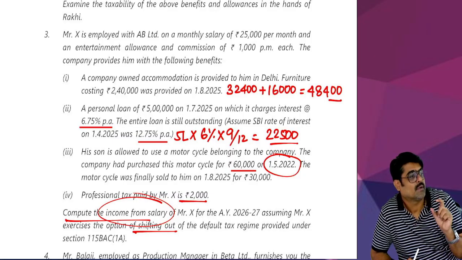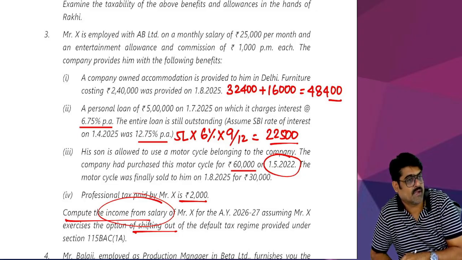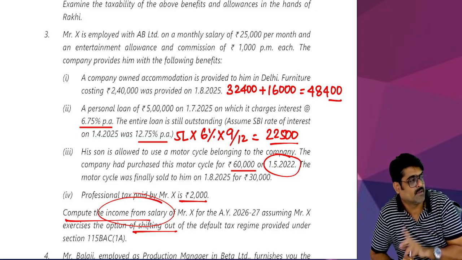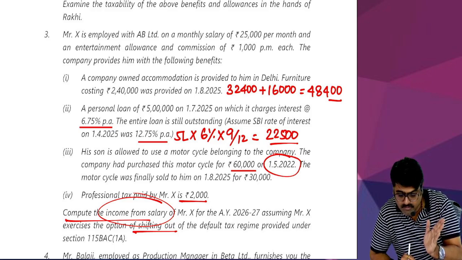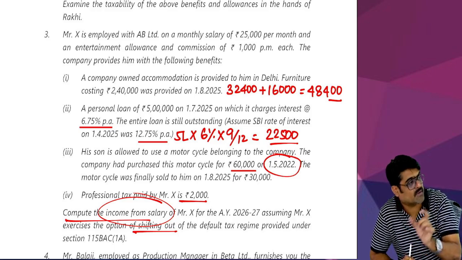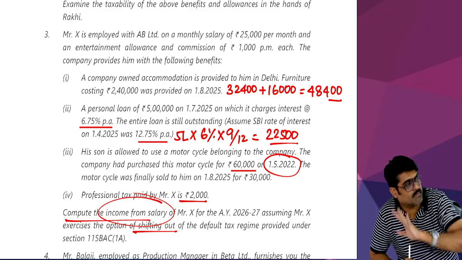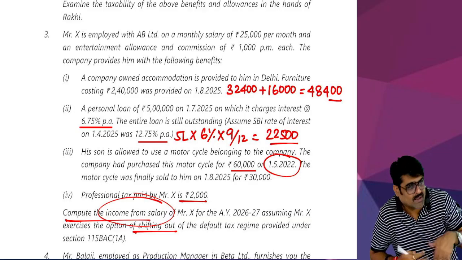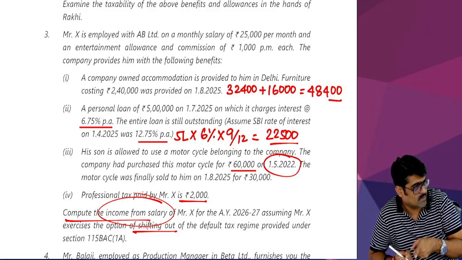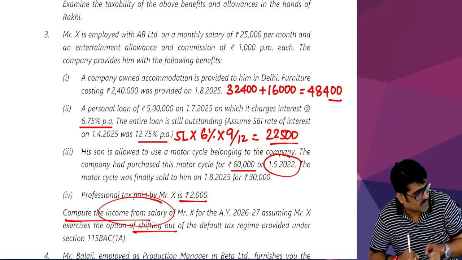So, taxable value of interest benefit. Taxable value of, in the bracket, 5 lakhs into, again a small bracket, 12.75% minus 6.75%. Net will be 6%. Yes or no? Into 9 by 12. Outer column 22,500. Yes or no? Are you understanding? Or you want me to write down? Will you be able to present this answer in this way?